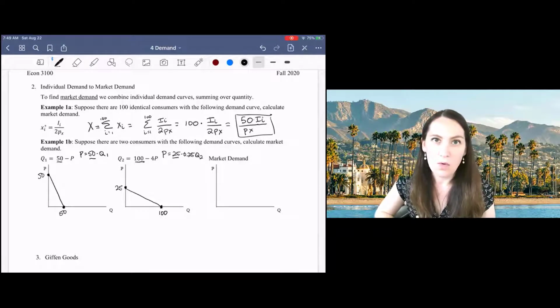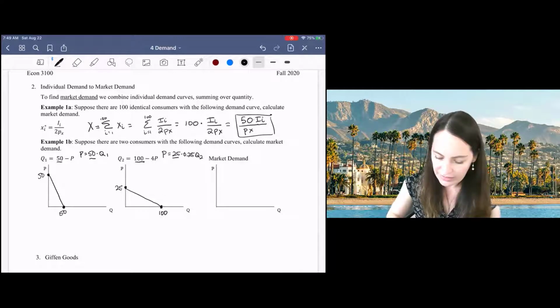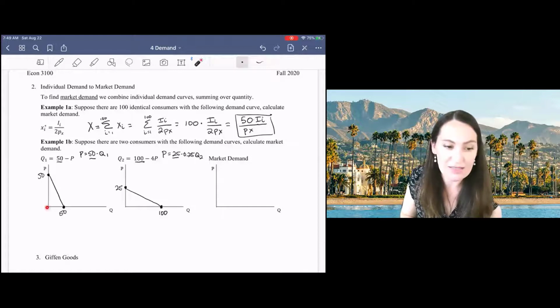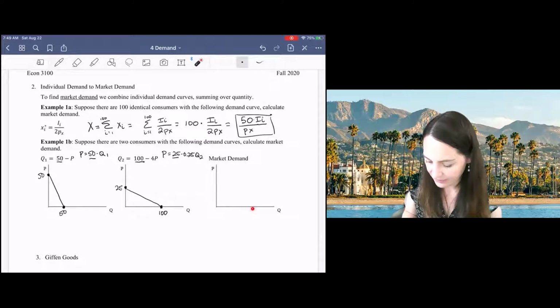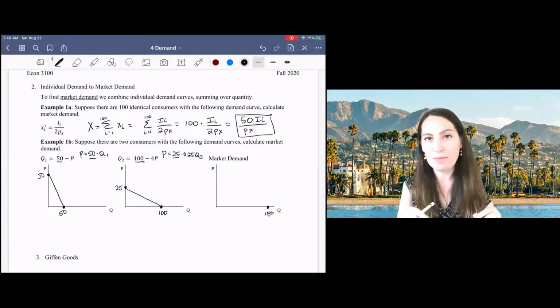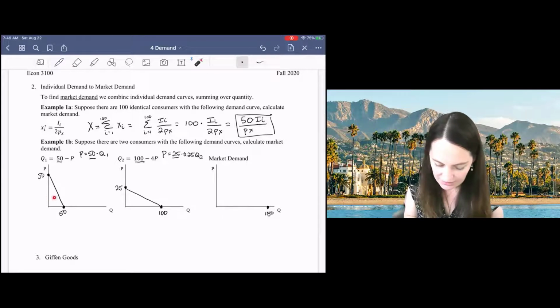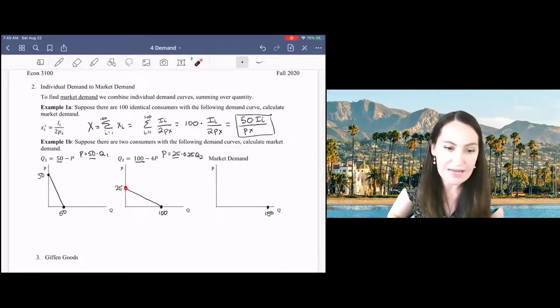So now we want to add up over quantity, right? So I can see, pretty easily that if the price is 0, consumer 1 is going to buy 50, consumer 2 is going to buy 100, right? And the total amount that we will purchase is 150. So for every price, what I want to do is just add up the quantity consumed at that price. But you can see there's some price above which we stop consuming.